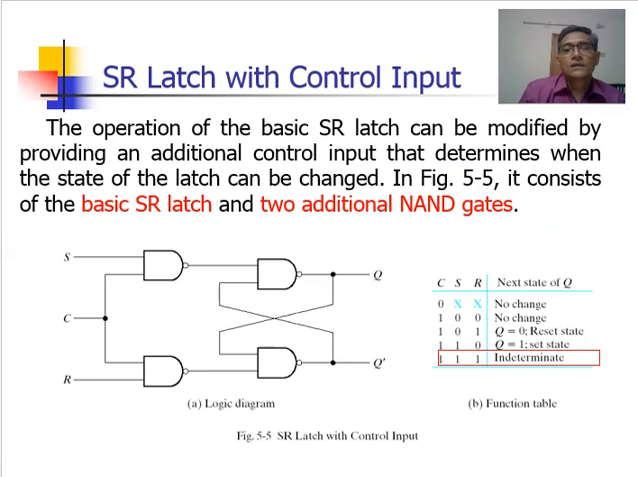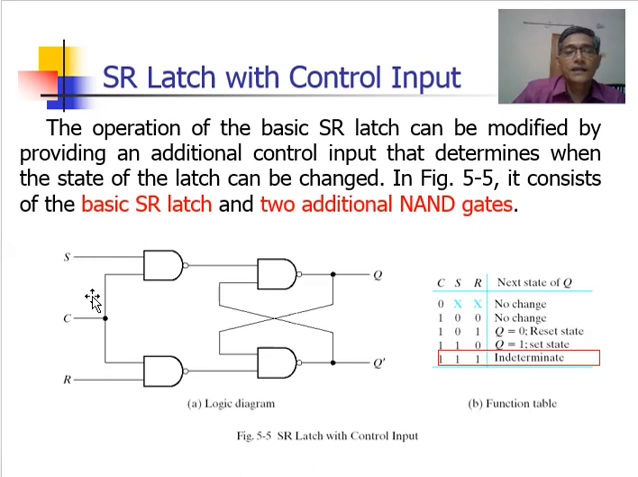Now, is it possible to modify the corresponding SR latch behavior such that when both S and R are 0 0, in the NAND gate implementation where the output tends to be both Q and Q dash equal to 1, we avoid that? Is there any way with which we can avoid that?